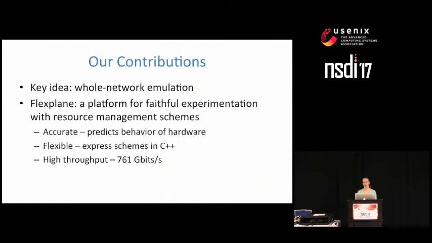Flexplane provides three main properties. First, it is accurate, meaning that results achieved in Flexplane predict those achieved on real hardware. Second, it is flexible, enabling users to experiment with arbitrary schemes. In Flexplane, users express their schemes in C++. And finally, Flexplane provides high throughput. Our emulator prototype supports 761 gigabits per second of aggregate network throughput.